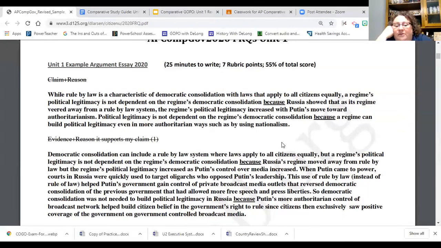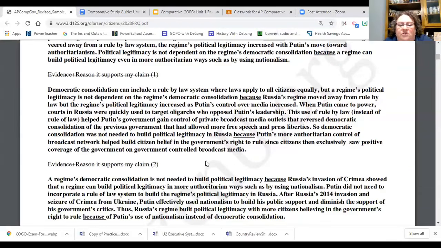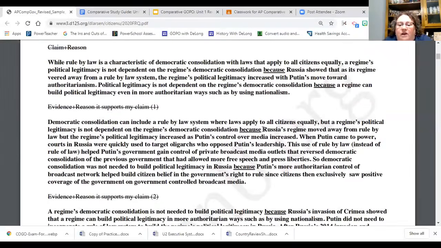And then we're going to look here. Democratic consolidation can include a rule of law system where laws apply to all citizens equally, but a regime's political legitimacy is not dependent, because. So this first one, they only have the claim and the reason. Now we need to have evidence, right? Do you see how each of these is going to get better? This one talks about how Russia's regime, and goes on to talk about Putin in power, and then talks more about this.